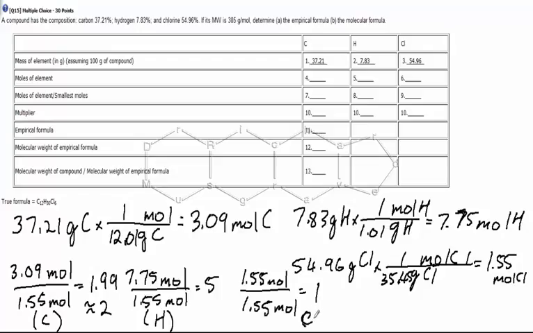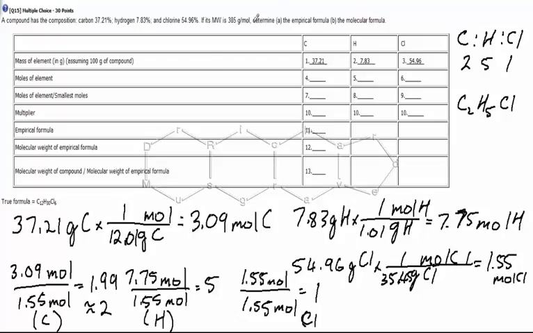So you can see that the empirical formula here is going to be C is to H is to Cl is 2 is to 5 is to 1, so it'll be C2H5Cl.